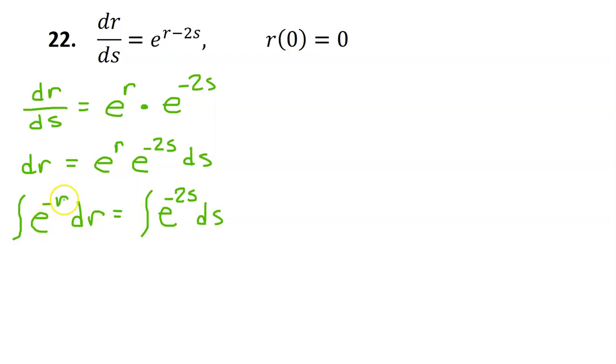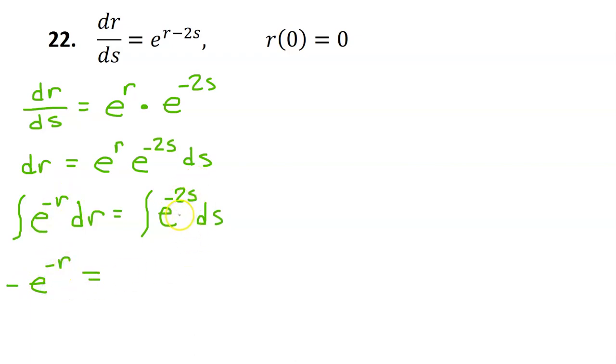Let's find the antiderivative using mental u substitution. Imagine that u is negative r. That means u prime is going to be negative 1. So to compensate, all I need to do is put a negative out in the front, and now I can just go ahead and take the antiderivative. The antiderivative of e to the u is just e to the u plus c.